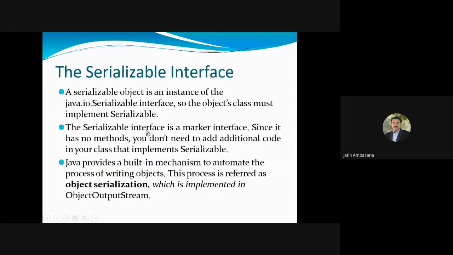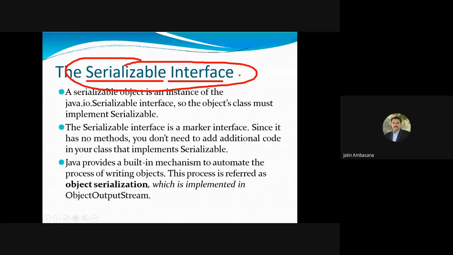Now see, what is serializable? We'll ask now, what is serializable? So serializable is nothing but an interface. Last time we saw interfaces, right? So serializable is an interface. So if you want the instances of your class to be saved somewhere, onto the disk, then you can implement this serializable interface in your class.